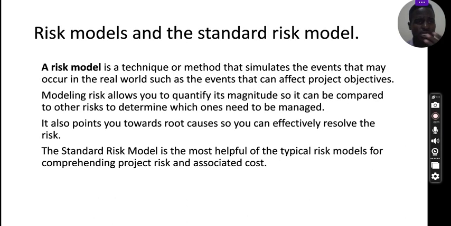Then risk models and the standard risk model. What is a risk model? It is a technique or method that simulates the events that may occur in the real world, such as the events that can affect project objectives. So we are saying that this is a step-by-step methodology that you can use to simulate the event or the risk that may occur within the real world and can affect the project objectives.